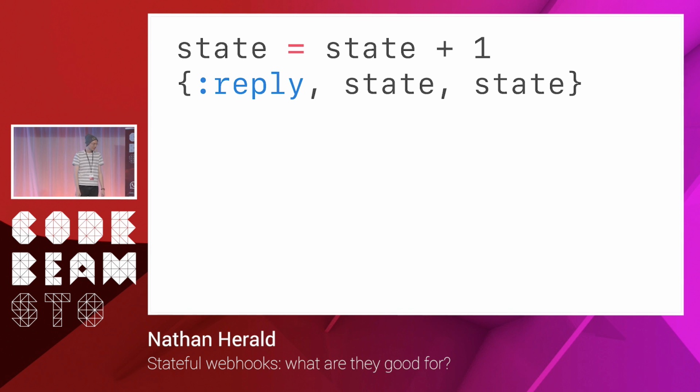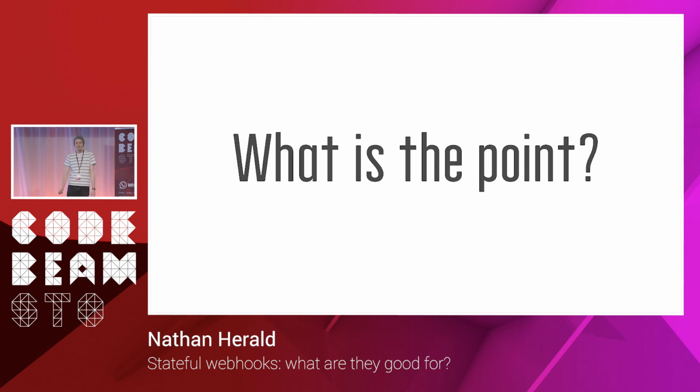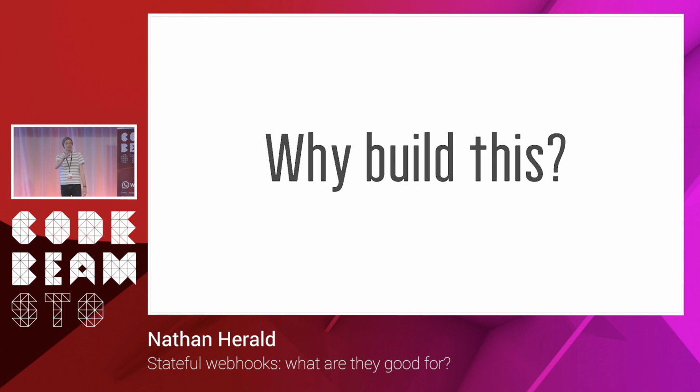This is the code I want to write. I have a state, I want to add one to it, and I want to reply with that state, right? This is what I want to do every time I push a commit to GitHub. That's a really dumb thing to do. You're probably like, what's the point? Why build this? And I would say, don't be so confrontational.